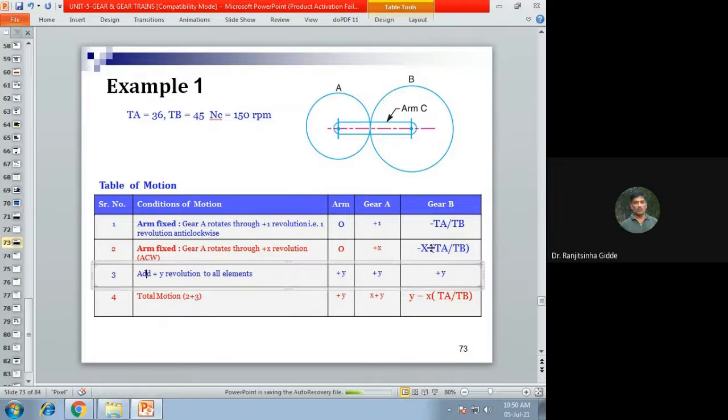ओके. सो this minus sign because B is rotating in clockwise direction, A is rotating in anti-clockwise direction. इथं प्लस आहे, इथं प्लस आहे. ह्या y चा विषय द्या सोडून. हा y it is for arm, add plus y revolution to all. त्यामुळे इथं प्लस आहे. इथं मायनस का आलाय? बिकॉज B is rotating in clockwise direction when A is rotating in anti-clockwise direction. त्यामुळे प्लस मायनस that depends upon the sign convention. हा सेकंड रो झाला.